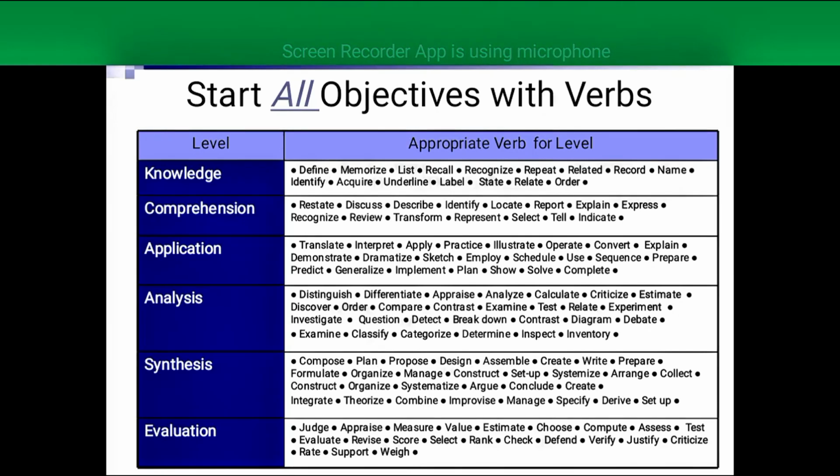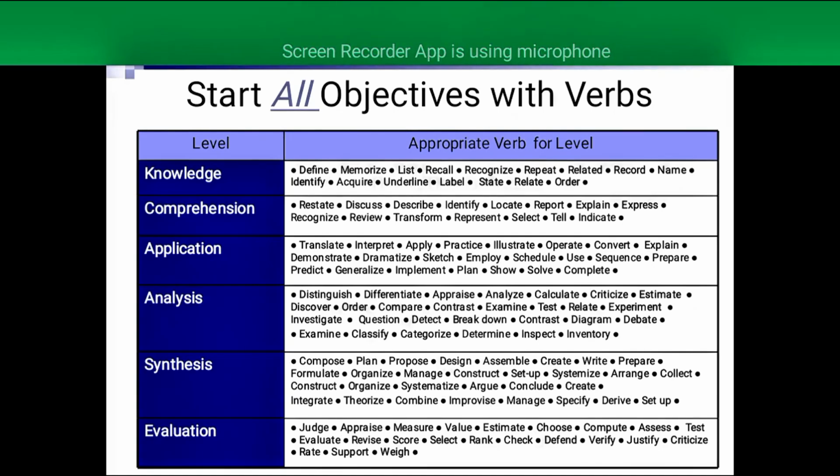Number 1, knowledge: define, memorize, list, recall, recognize, repeat, relate, record, name, identify, acquire, underline, label, state, order. Number 2 is comprehension: restate, discuss, describe, identify, locate, report, explain, express, recognize, review, transform, represent, select, tell, indicate.